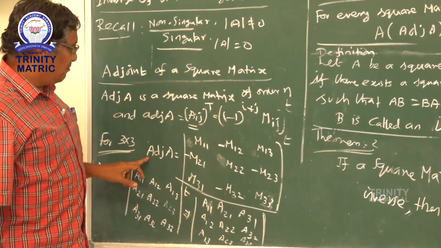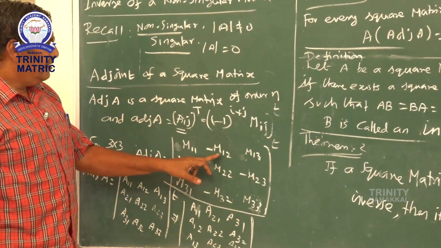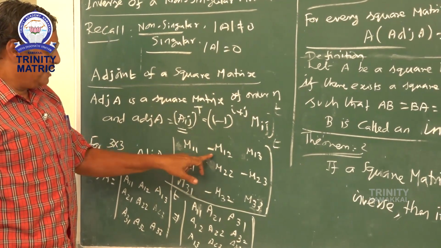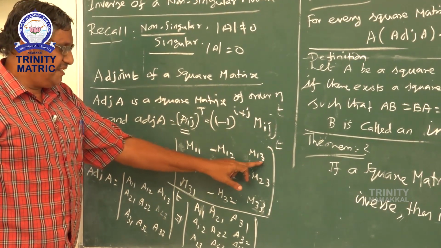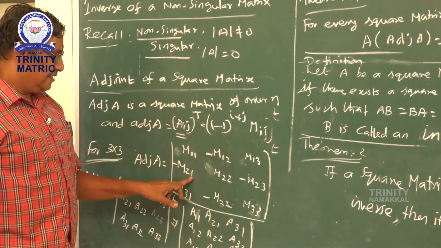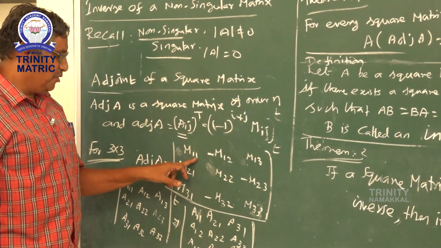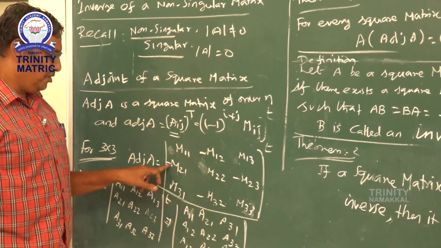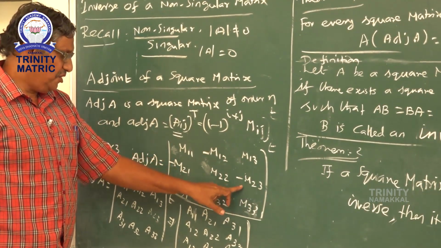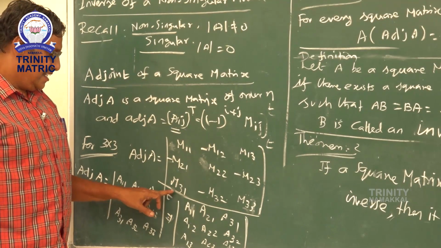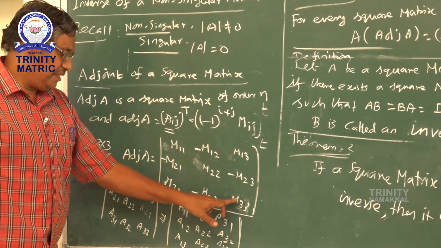For a 3 by 3 matrix, I am writing the adjoint of A. That is minor M11, and next minor M12 with a minus sign, because 1 plus 2 is odd, so odd means minus. M13, 1 plus 3 is even, so plus. Next M21, odd, so minus. M22 even, so plus. M23 odd, so minus. M31 even, so plus. M32 odd, so minus. M33 plus, and so on.